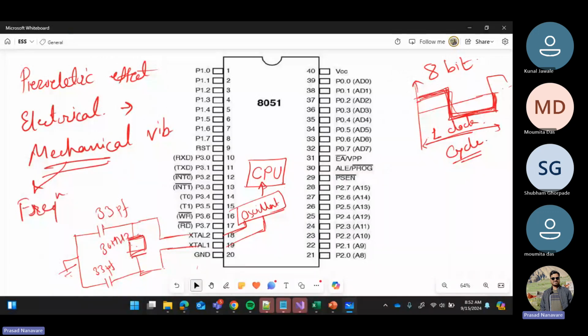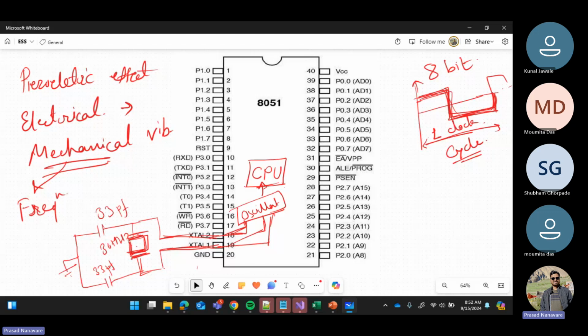So what happens here is that we are giving an electrical signal, we have the mechanical vibrations, so it has its natural resonant frequency at which it resonates and generates that frequency at the output, and this frequency is fed to external 2 and external 1 pin, and internally external 2 and external 1 is connected to an oscillator which is generating this clock cycle for us, okay, which is fed to our CPU, okay.